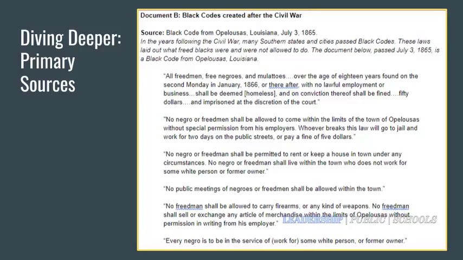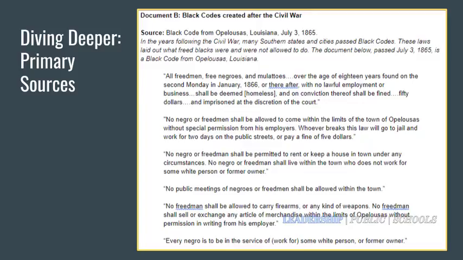All freedmen, freed Negroes and mulattoes over the age of 18 years found on the second Monday in January 1866 or thereafter with no lawful employment or business shall be deemed homeless, and on conviction thereof shall be fined $50 and imprisoned at the discretion of the court. No Negro or freedman shall be allowed to come within the limits of the town of Opelousas without special permission from his employers. Whoever breaks this law will go to jail and work for 2 days on public streets or pay a fine of $5. No Negro or freedman shall be permitted to rent or keep a house in town under any circumstances. No Negro or freedman shall live within the town who does not work for some white person or former owner.